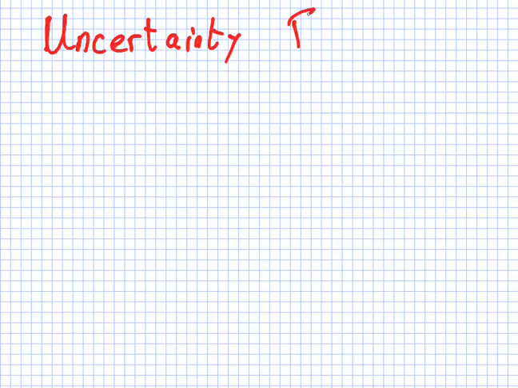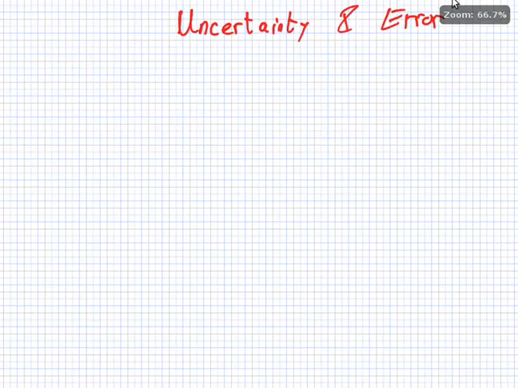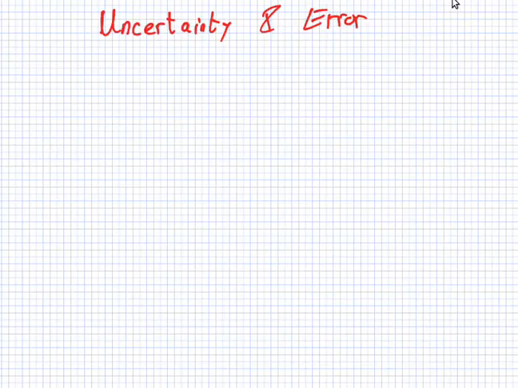So what we're going to look at now, uncertainty and error. Can we pay attention, please? So, first, some definition of vocabulary, okay?